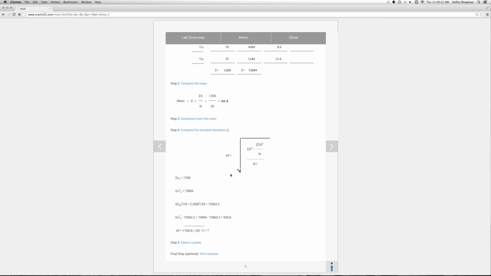And then for the standard deviation, you need to divide by n minus 1 and then take the square root. And that gives us a standard deviation of 7.